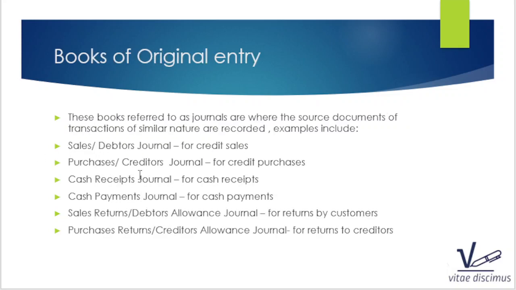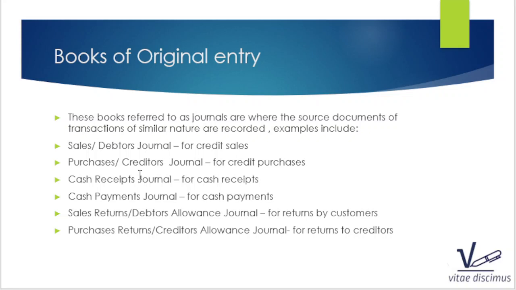Now, with regards to the information that's on the source documents, we then go on to record that in the books of original entry. These are the journals whereby the source document transactions of a similar nature are recorded. Examples of journals include your sales or debtors journal, whereby we record credit sales. Then creditors journals or purchases journals, we record credit purchases.